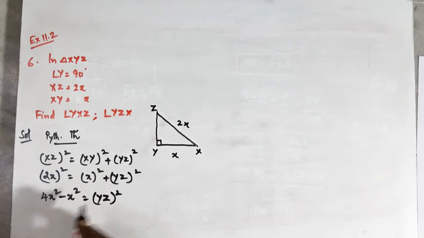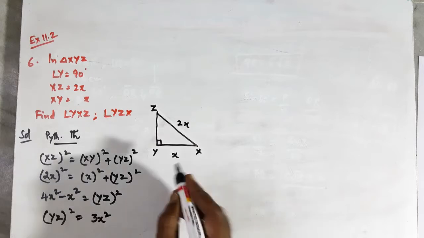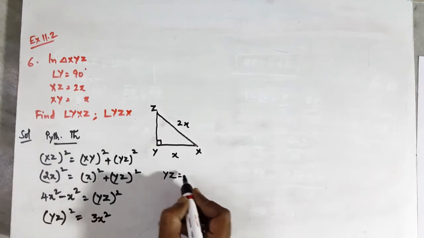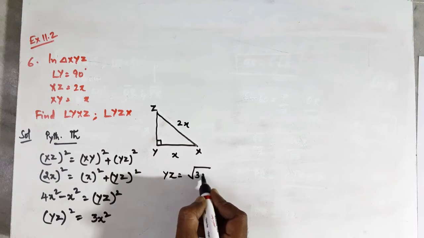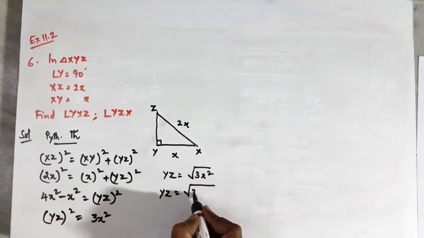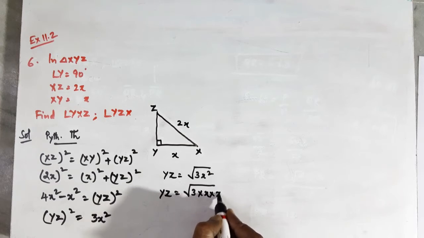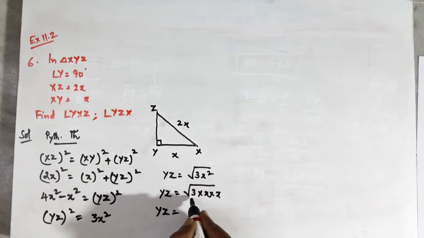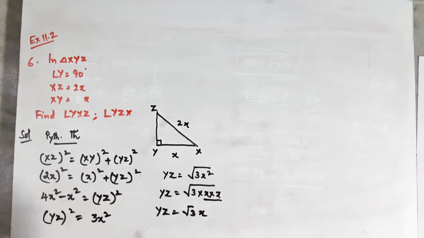Now YZ whole square is equal to 4x square minus x square, which is 3x square. Now YZ is equal to under root 3x square. So YZ can be written as root 3 into x. Under root of x square means only x. So what is the value of YZ? Root 3 x.